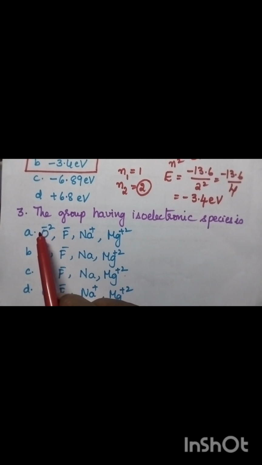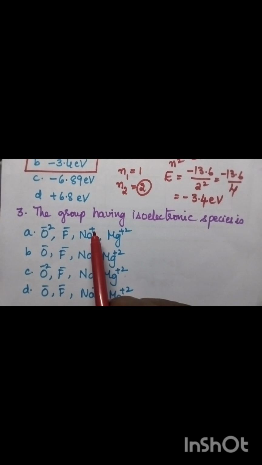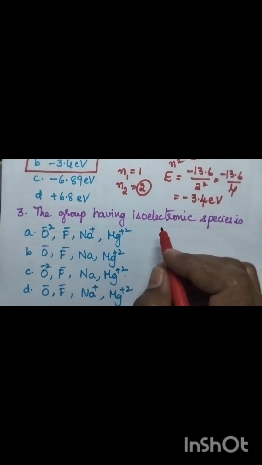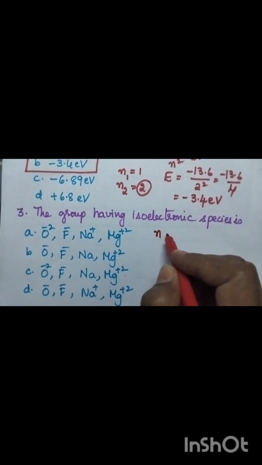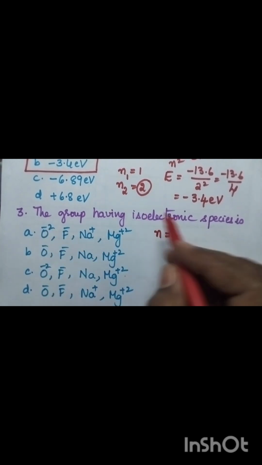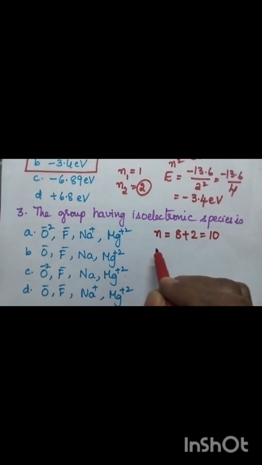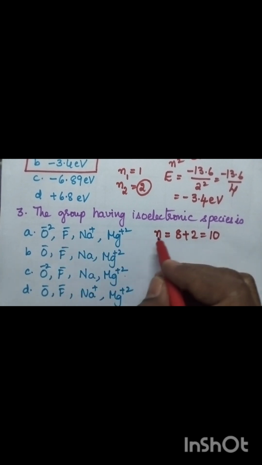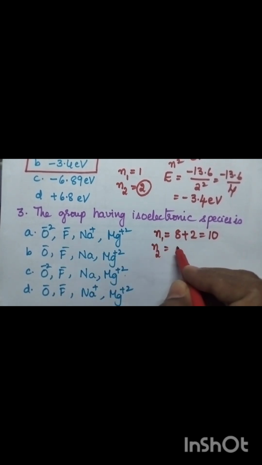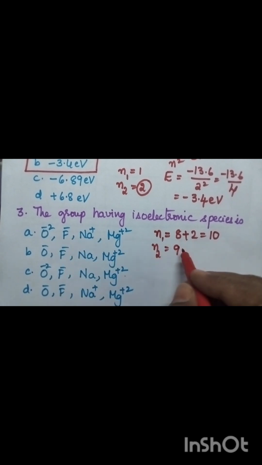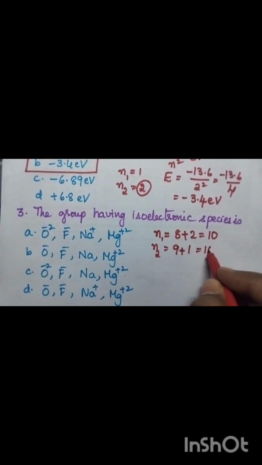So here if anion is present, for each charge we have to add one electron. If a cation is present, we have to remove one electron. So oxygen, the atomic number is 8 and here the charge is minus 2. That means we have to add 2 electrons. So the number of electrons equal to 10. For fluoride, here fluoride atomic number is 9 and here one negative charge is present and hence the number of electrons present will be 10.